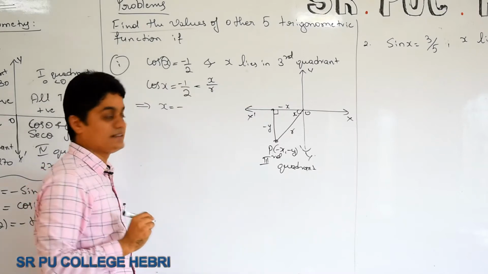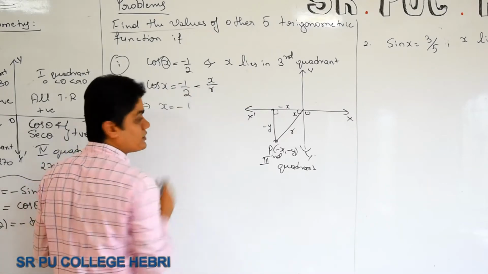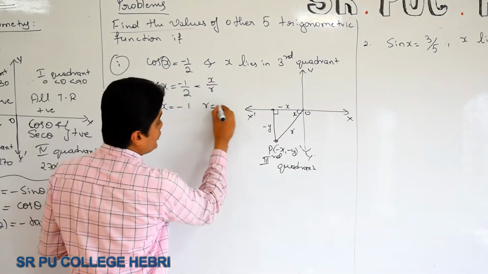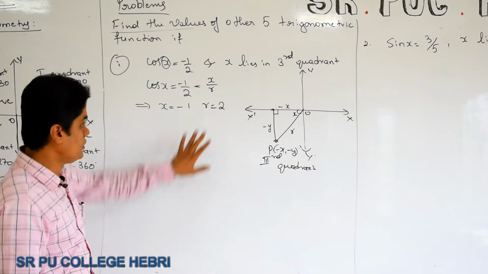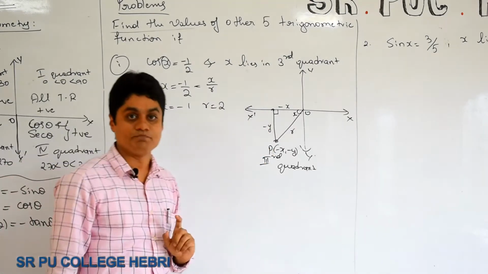What is given? Cos x is equal to minus half. Because of this, x should be equal to minus 1. R cannot be negative. R means radius, so R should be equal to 2. Now what do we have to find out? We have to find out y.